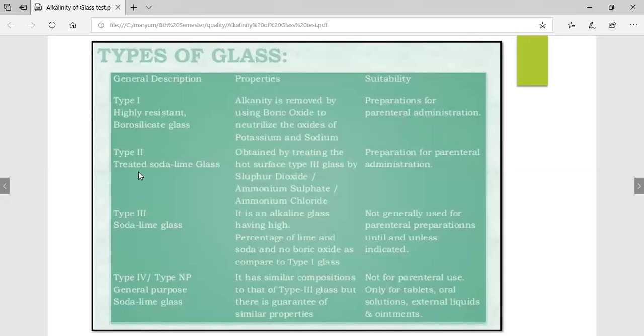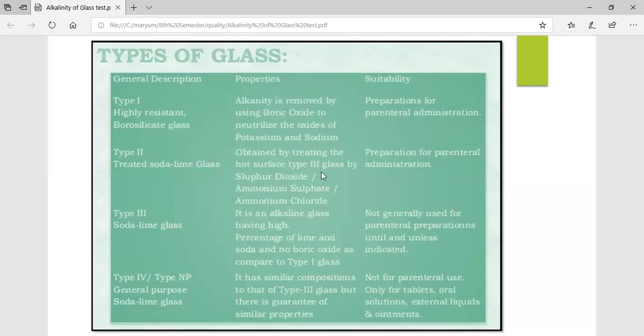Then comes type 2, treated soda lime glass, as shown by the name. It is a soda lime glass, but a treated one, not a simple soda lime glass. Type 3 is a simple soda lime glass, but type 2 is a treated soda lime glass. The surface of type 2 is treated with sulfur dioxide, ammonium sulfate, or ammonium chloride. So we treat the soda lime glass with sulfur dioxide, ammonium sulfate, or ammonium chloride. Third comes the suitability: it is also used for parenteral administration.